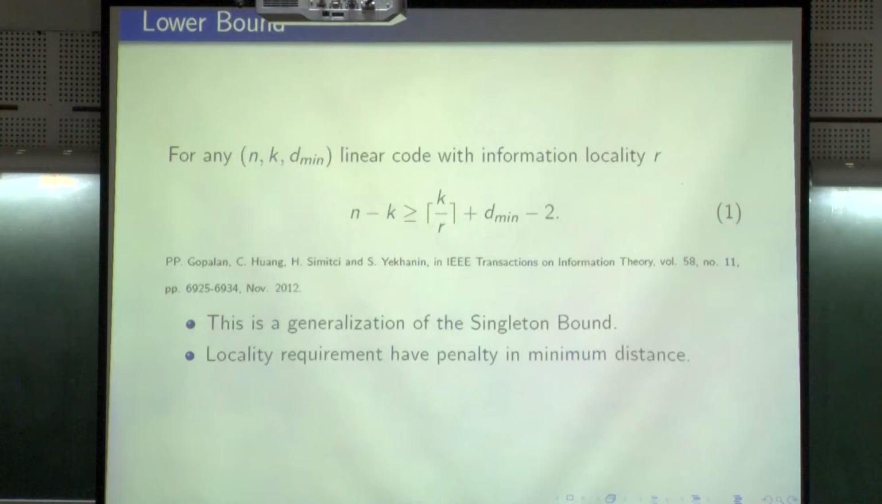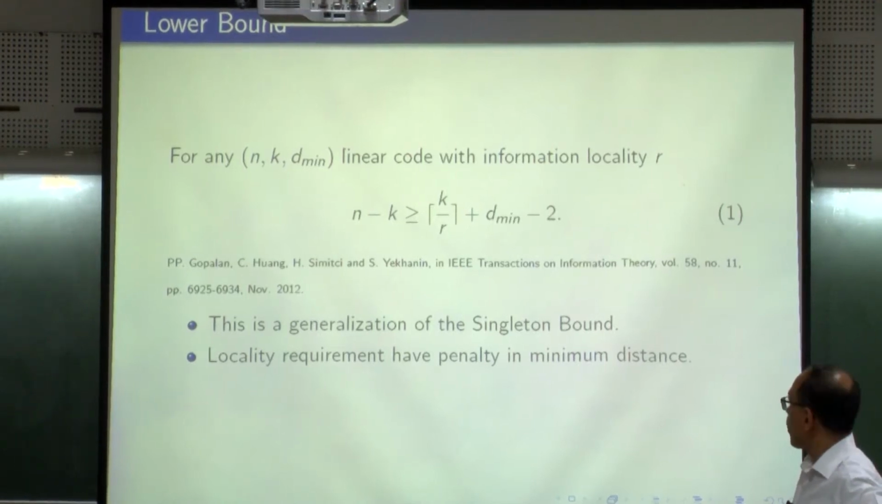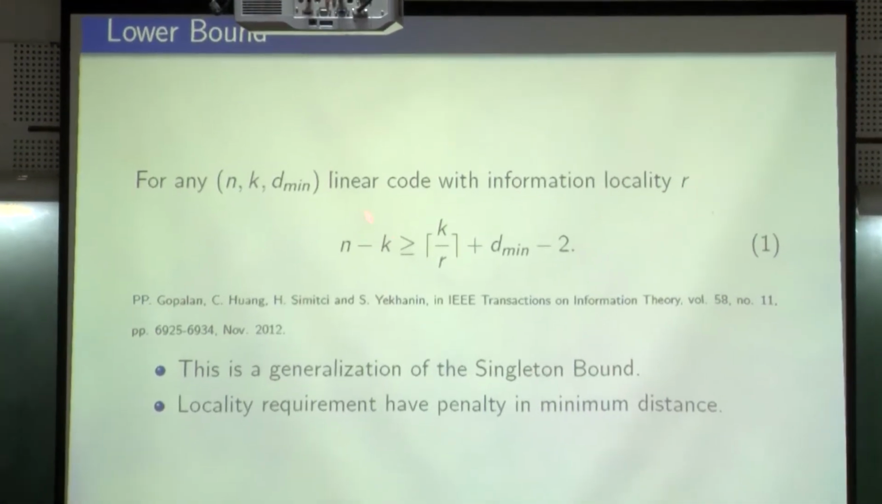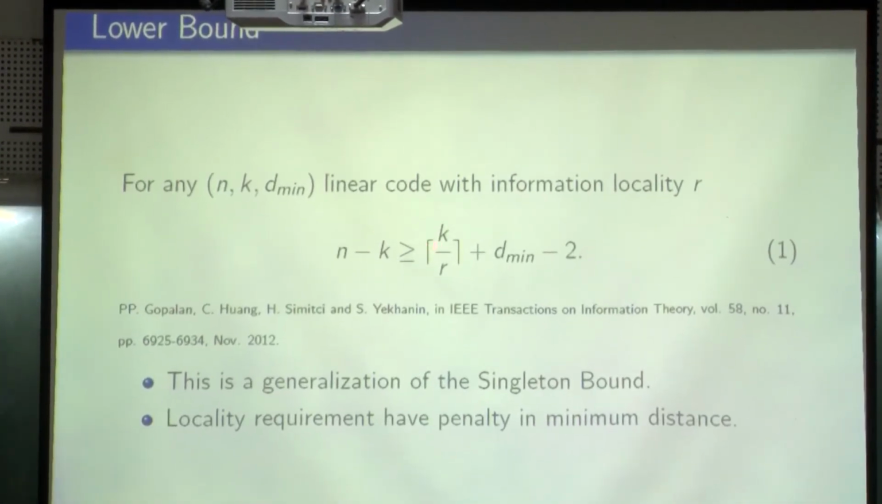Now what if you are interested in creating a linear code with information locality r? Then n minus k has to be greater than or equal to the ceiling of k divided by r, plus d min minus 2. It is a ceiling, sorry, not floor. This is the smallest integer greater than or equal to this number.